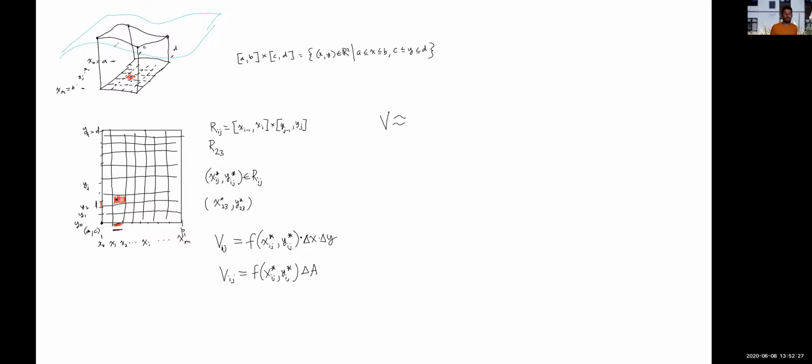I want the volume of that box, but I'm going to approximate it with these rectangular solids. So I would take the volume of the first approximating rectangular solid, f of x 1,1 star, y 1,1 star, delta A, plus f of x 1,2 star, y 1,2 star, delta A, right? So in this little picture here, it's like I'm doing this rectangle, then this rectangle. I'm just going to move across.